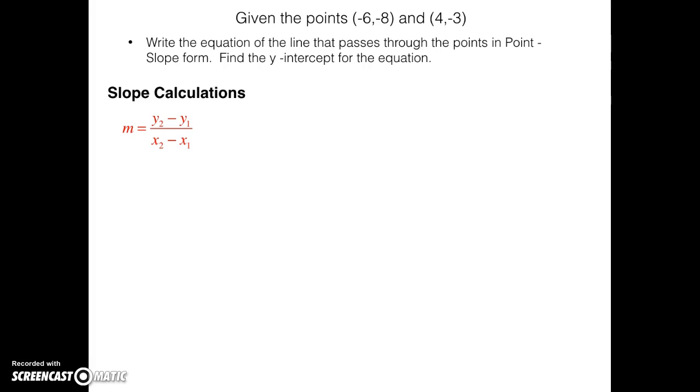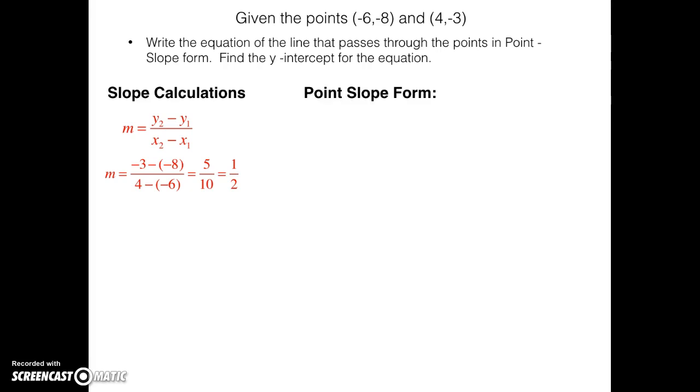So we're going to use the formula m equals y sub 2 minus y sub 1 over x sub 2 minus x sub 1. Plug in our points: negative 3 minus negative 8 over 4 minus negative 6. Got to be careful with all of our negatives, and when we simplify, we get a slope of 1/2.